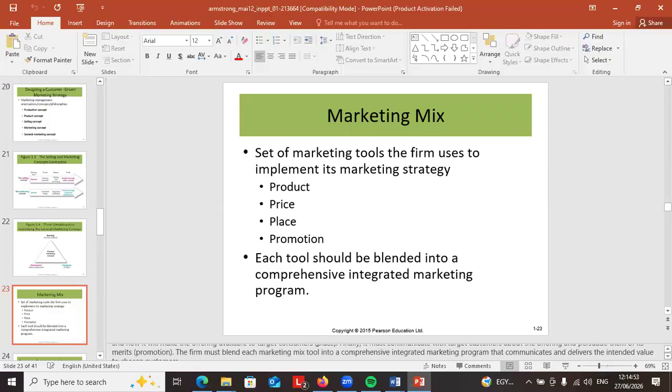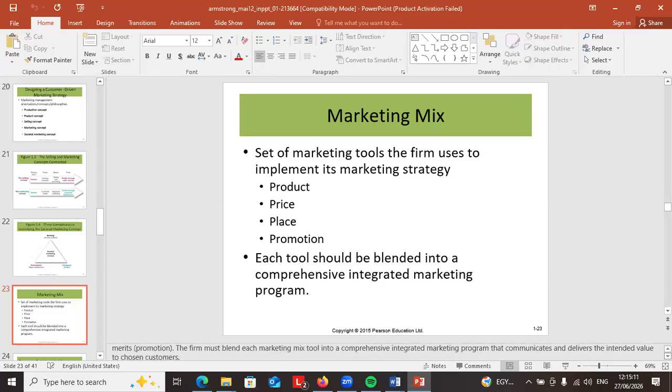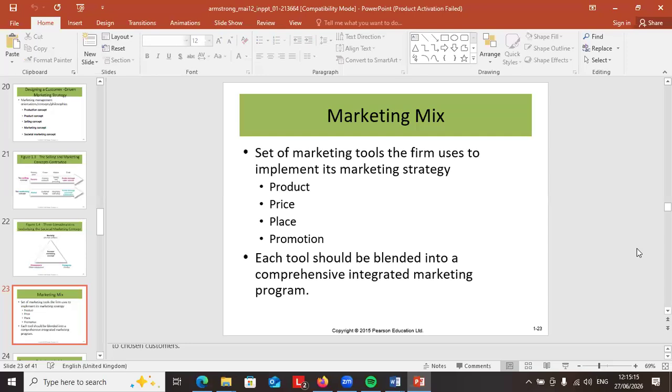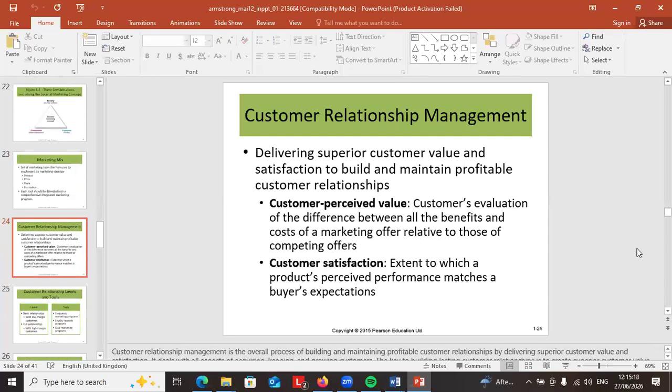And finally, it must communicate with target customers about the offering and persuade them of its merits, which is referred to as promotion. It is worthy of note that the firm must blend each of these traditional marketing mix tools into a comprehensive integrated marketing program that communicates and delivers the intended value to chosen customers. Now, let's consider other concepts so far as marketing is concerned.